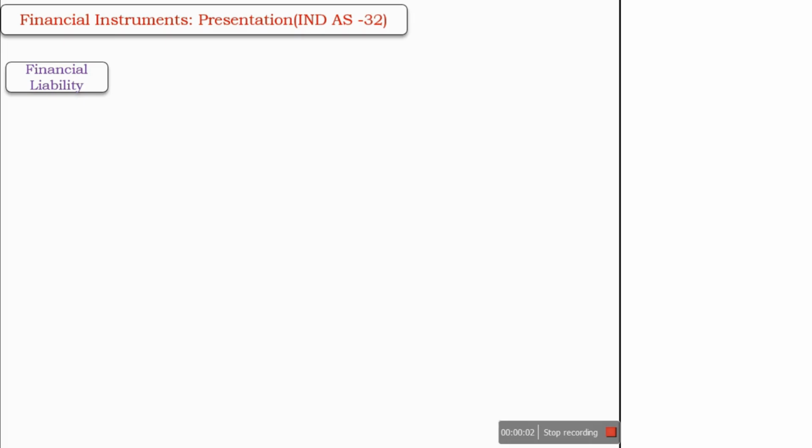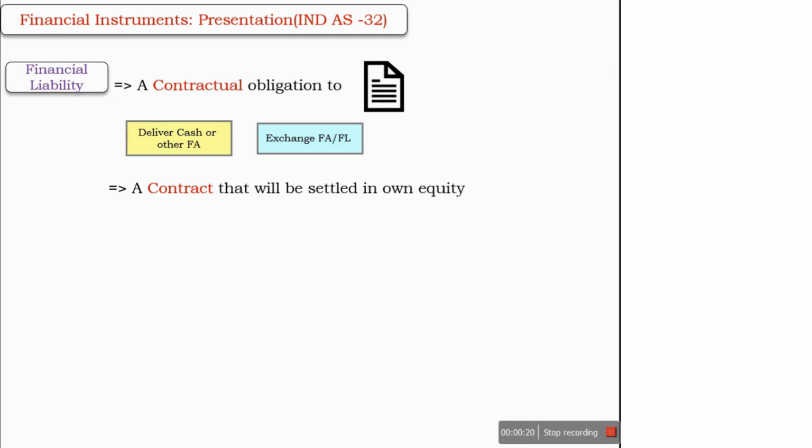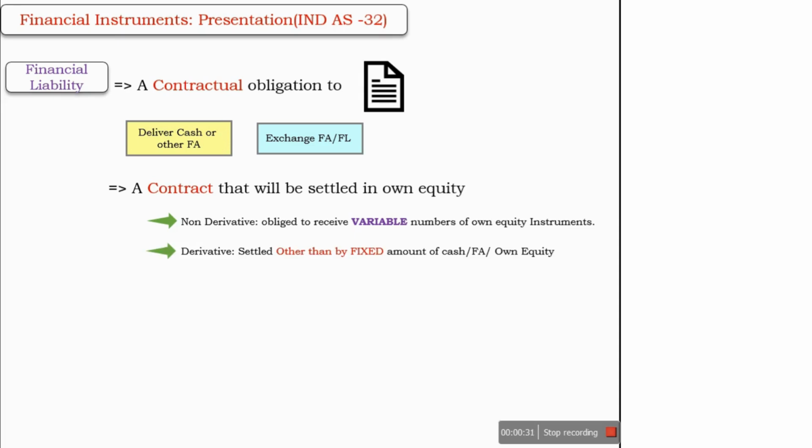A financial liability is any liability that carries a contractual obligation to deliver cash or other financial assets, or to exchange financial assets and financial liabilities under conditions that are unfavorable to the entity. And in the case where the obligation is going to be settled in own equity, in the case of a non-derivative, the entity is obliged to deliver a variable number of own equity instruments, and in the case of derivatives, it is to be settled other than by a fixed amount of cash, financial assets, or own equity.